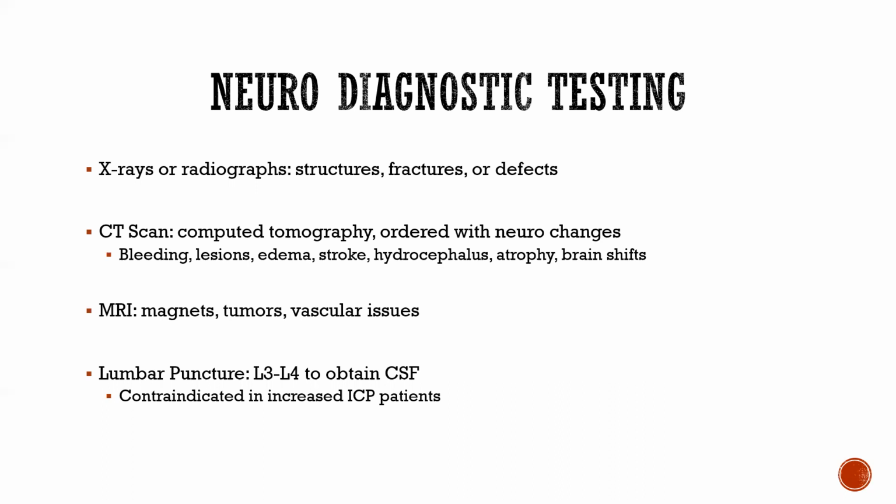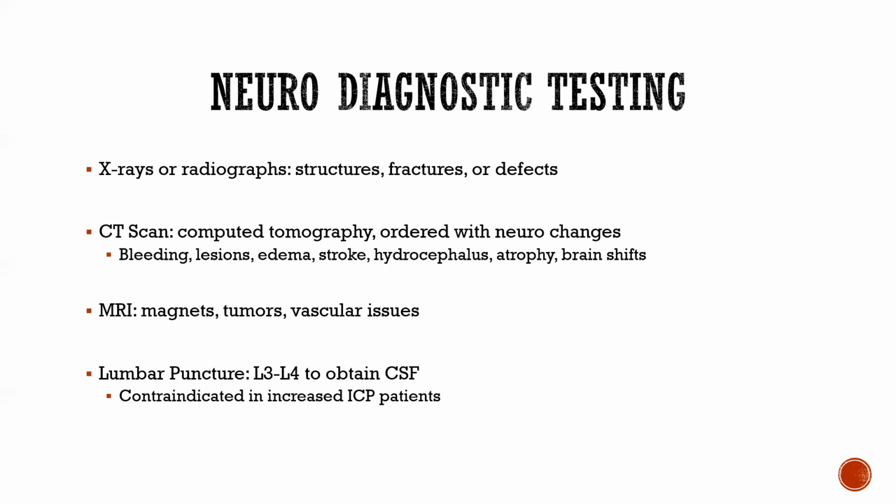Then we move on to a CT scan, which is technically called a computed tomography. That is a more defined x-ray. So this is like radiation times 1,000. It's very quick. It's very good for identifying bleeding, lesions, swelling, if they've had a stroke, especially hemorrhagic stroke, hydrocephalus, water in the brain, which we'll talk about, atrophy, where the brain begins to shrink, typically with age changes, and if the brain shifts at all.